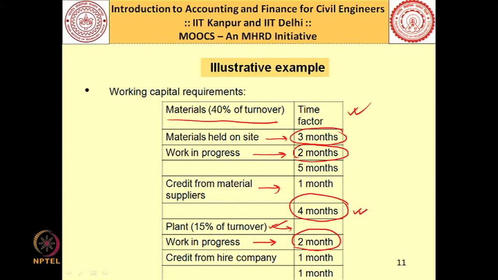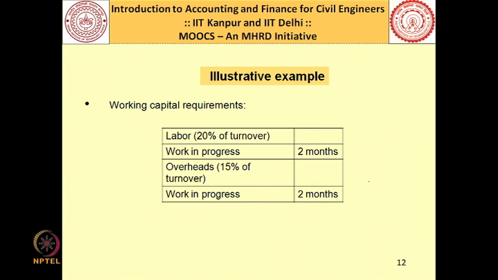So, whether it is material or plant, everywhere it is taking 2 months time, and credit from the hire company, that means the company which is providing you these plant and equipment, you can pay them 1 month after their payment is due. So, 2 minus 1, so you need to keep a stock of basically 1 month as far as plant is concerned, but when it came to material it was 4 months requirement. Now, we will see for labor as well as for overheads.